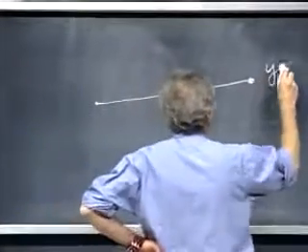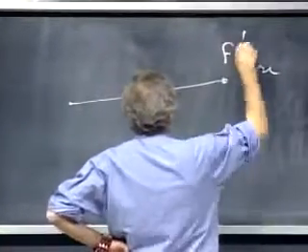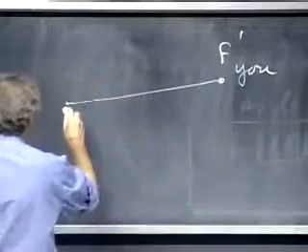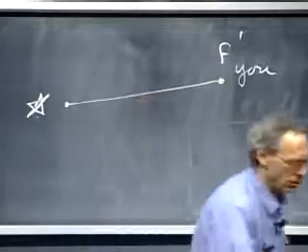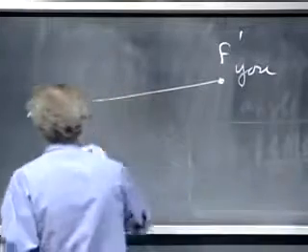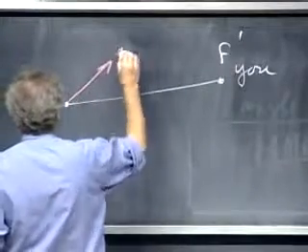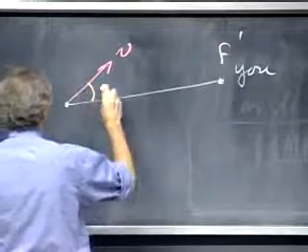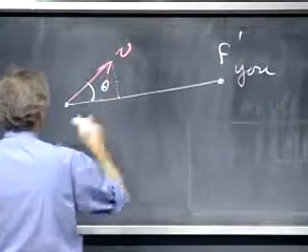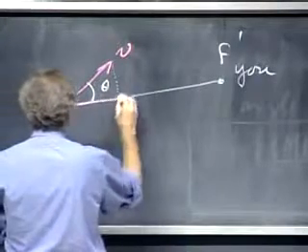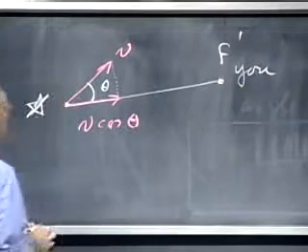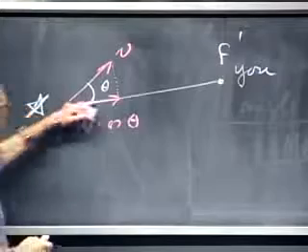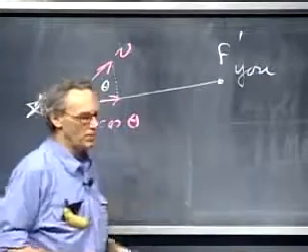You are here. You are receiving a frequency f prime. And here is that star. And that star is moving with a certain velocity, let's say this velocity v. And this angle is theta. So this component of the velocity in our direction is v cosine theta. We call that the radial component. And whether the star is moving to us or we to the star makes no difference.